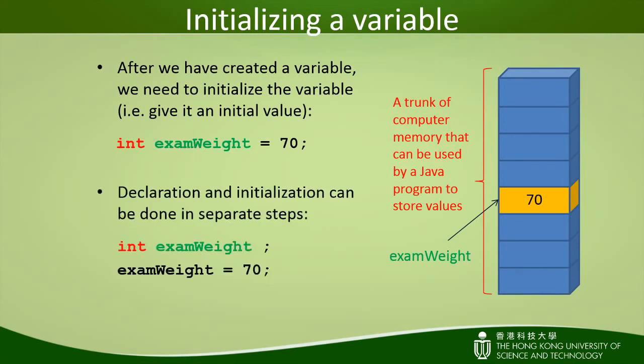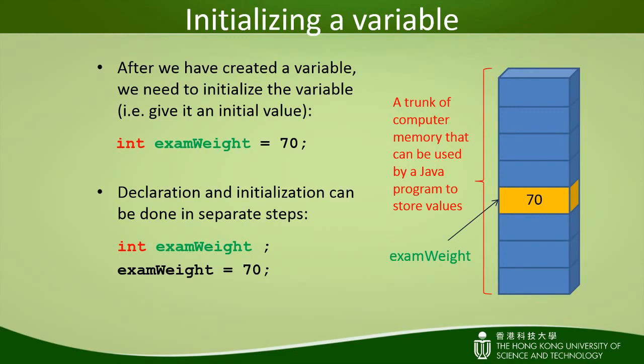Declaration and initialization can also be done in separate steps. Either way would result in the same effect. The equal sign you see here is an assignment operator. In this case, exam weight equal to 70 is an assignment statement, and I'll come back to this topic later in the lecture.